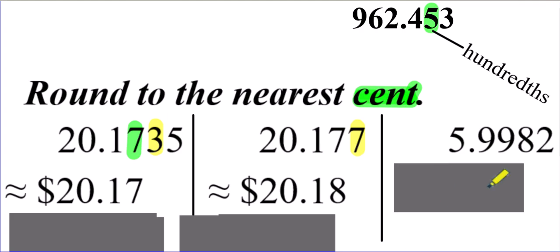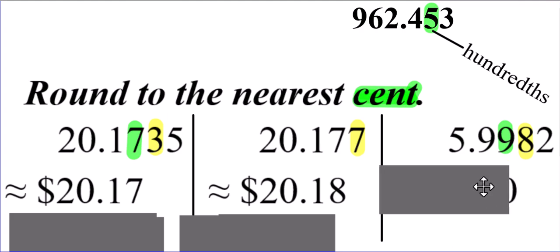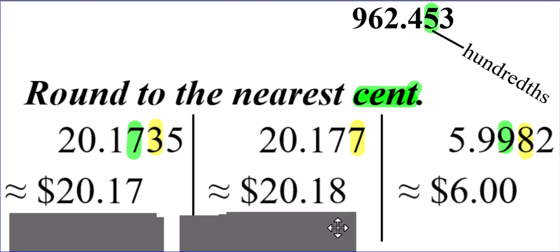One more example for you. 5.9982. The 2 does not matter. We're looking to the digit to the right of the hundredths, and that's an 8 on the right. That is big enough to make the 9 round up. But how do I round that up? Well, it would round up to a 10. We talked about this before. You put a 0, you carry the 1, which makes this 9 also become a 10. So we put a 0, carry a 1 again. That's right, this could happen. And that makes the $5 become $6. Yes, I'm keeping the .00 because the directions required me to round to the nearest cent.